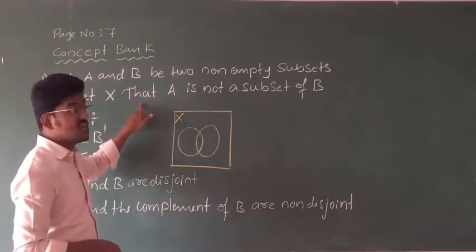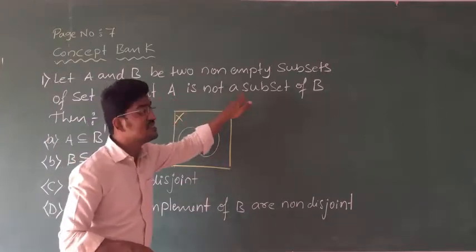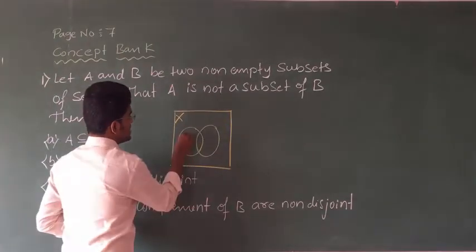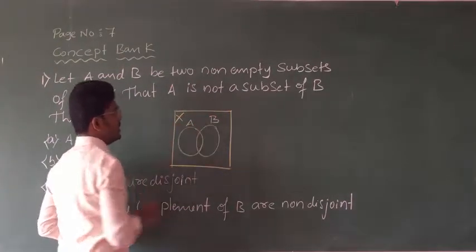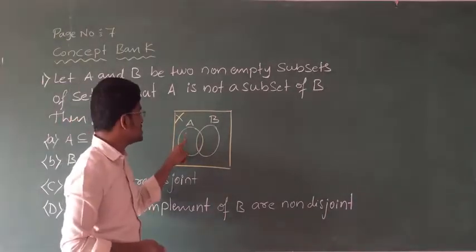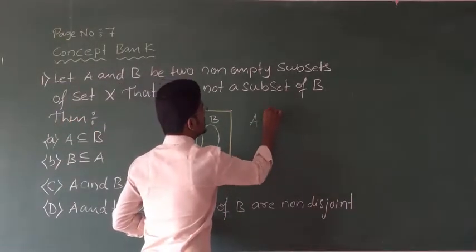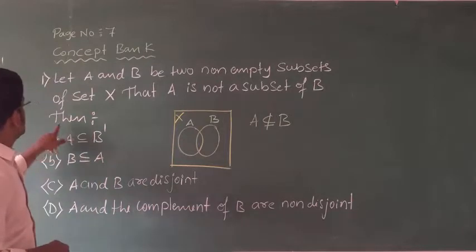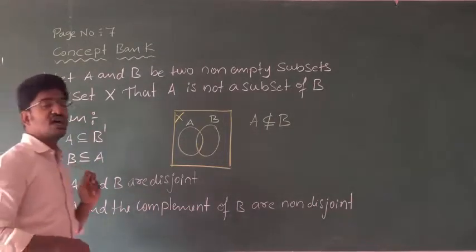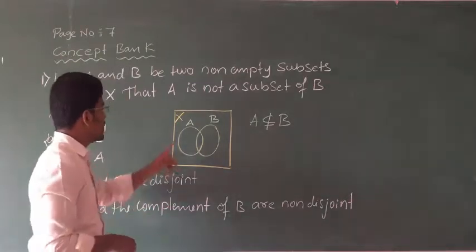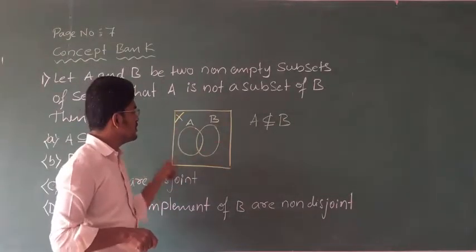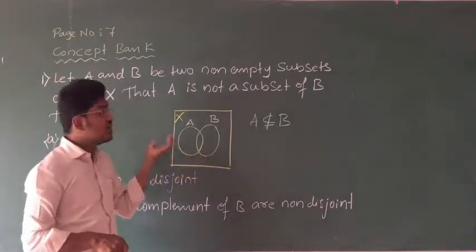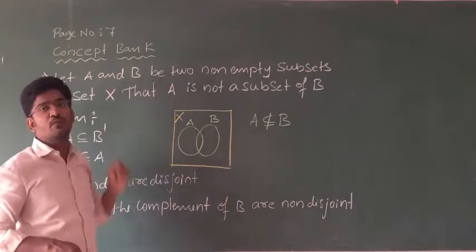Such that A is not a subset of B. That means if I take this as A and this as B, clearly you can see that A is not a subset of B. Then which of the following is correct, they are asking. So A and B are the two non-empty subsets of the set X, and A is not a subset of B. So I have considered one example of this particular problem.